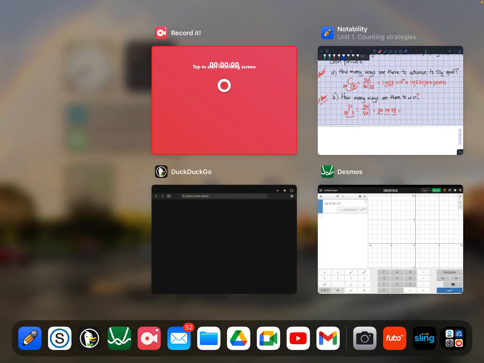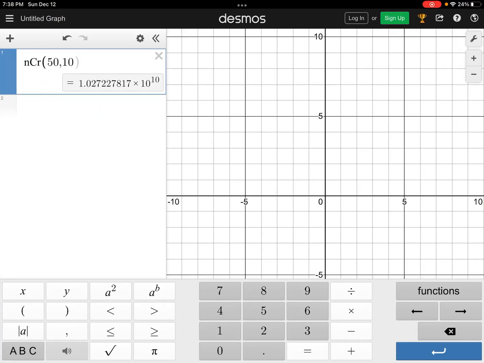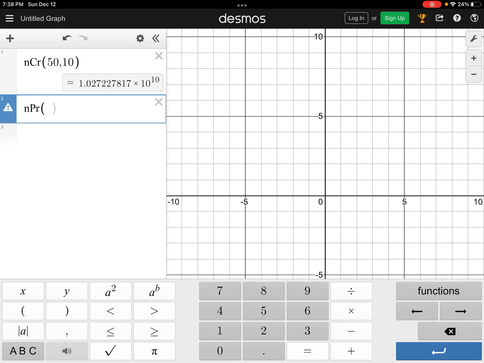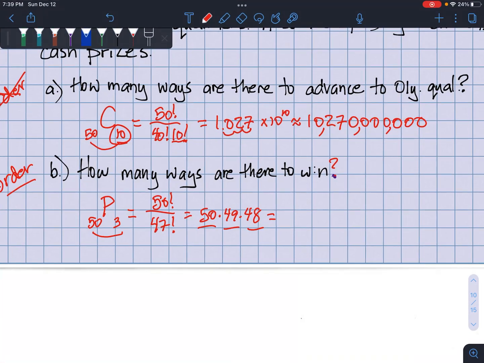All right? And now I'm going to do the last one. And enter. And now again, I'll go back to functions, and I'm going to choose nPr, n 50, choose 3. And that's 117,600.